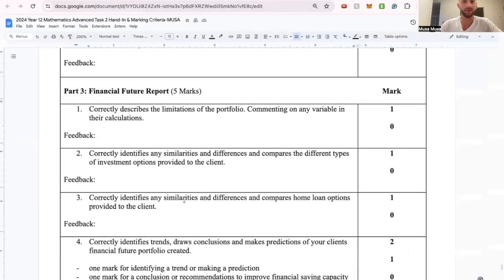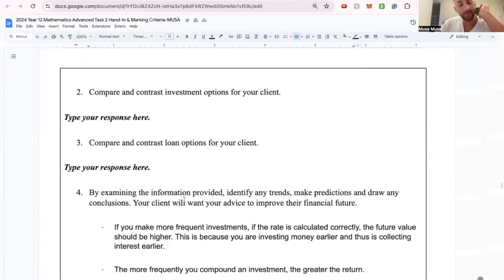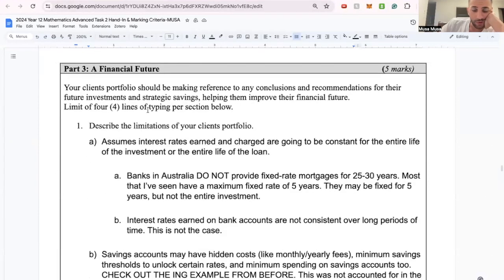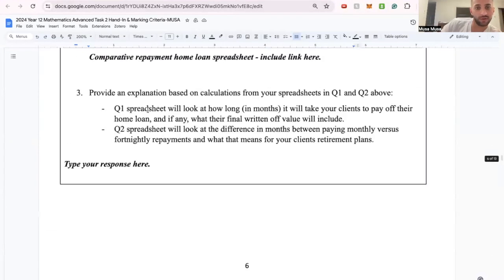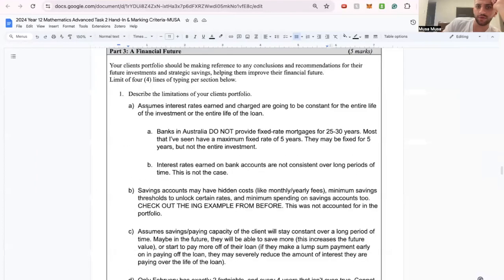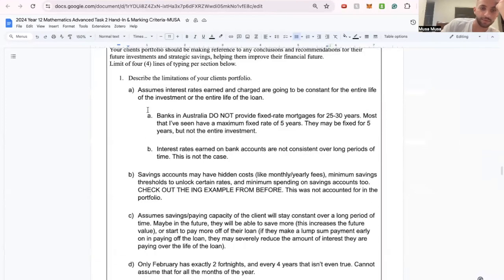Now let's go to the next part. It says, describe the limitations of your client's portfolio. Wait, did we finish this? Yeah. Your client's portfolio should be making reference to any conclusions and recommendations for their future investments and strategic savings, helping them improve their financial future. Describe the limitations of your client's portfolio. There's many.